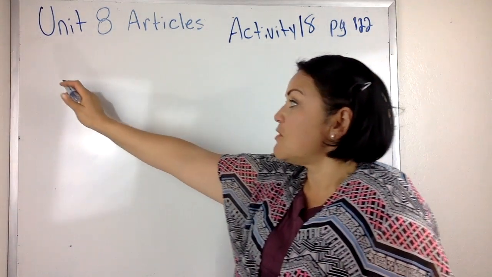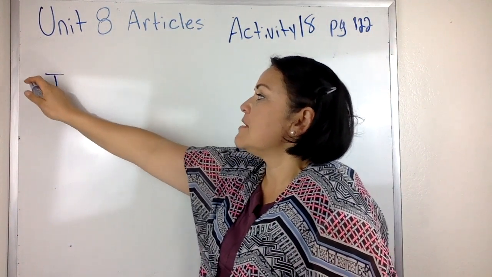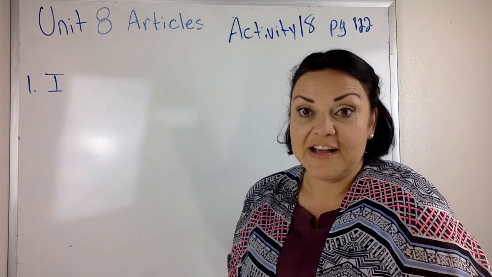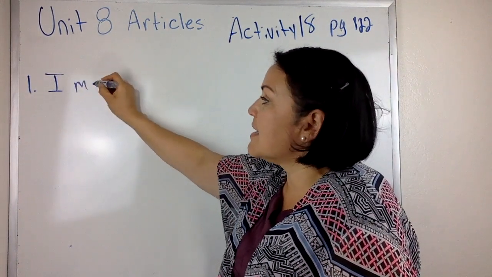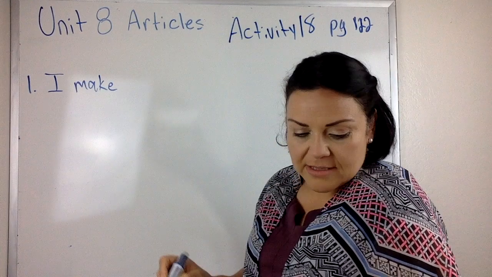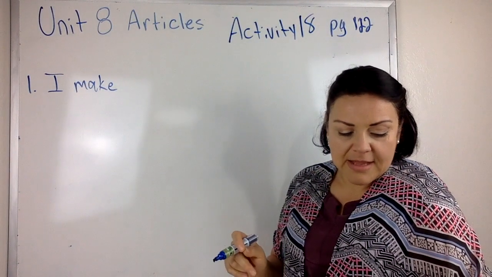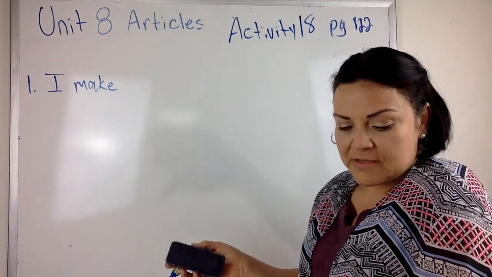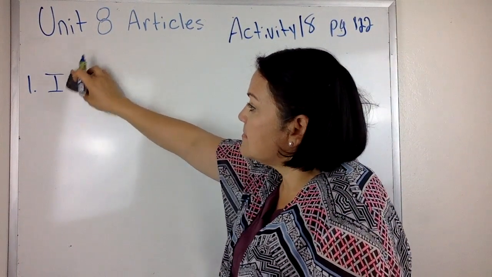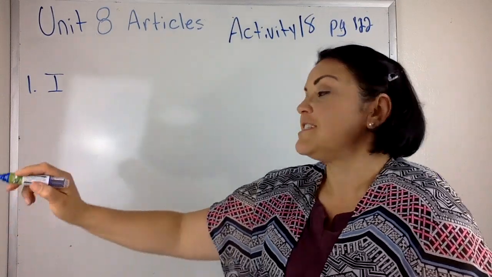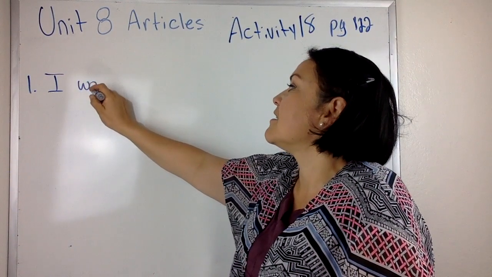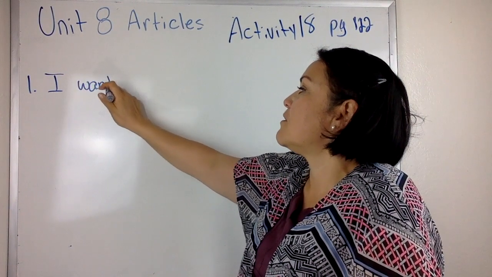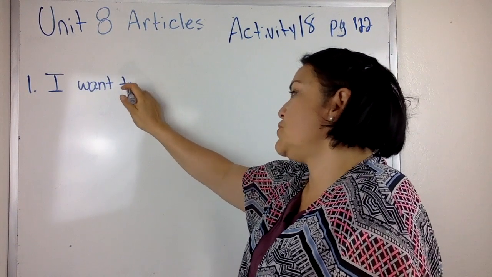So we know the verb's always at the beginning. It sounds like it should start with I, right? I make... Yes. We don't have the verb just yet. So it's I. So here's the verb. I want to make.